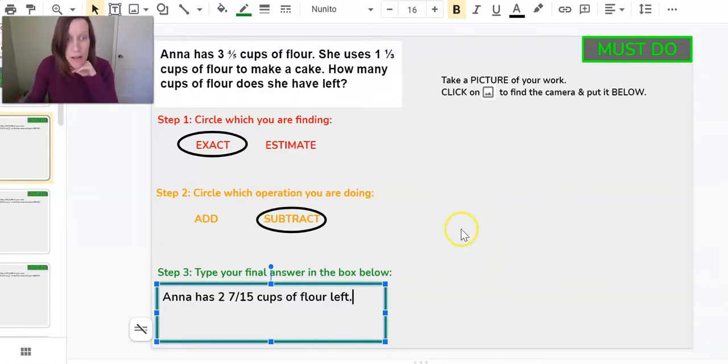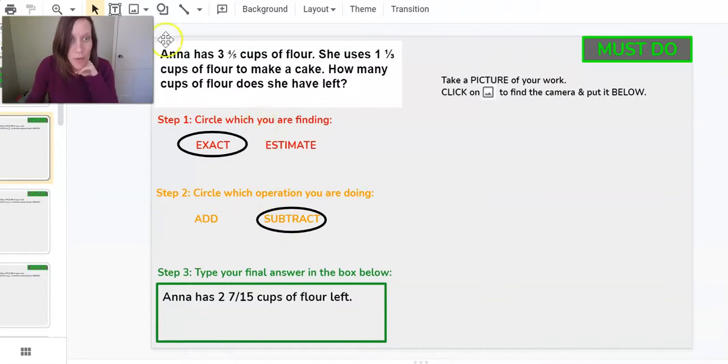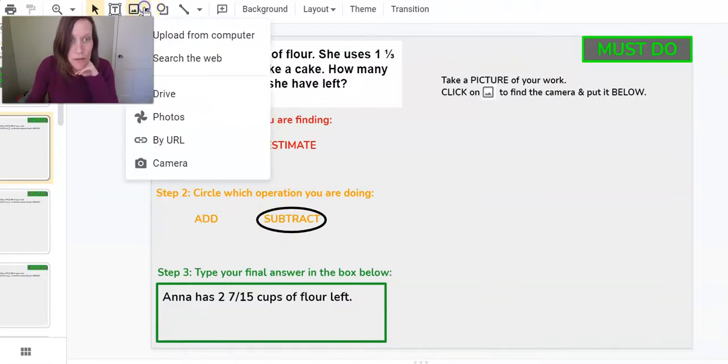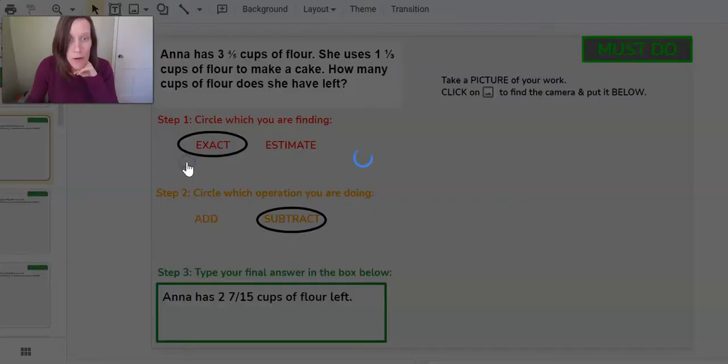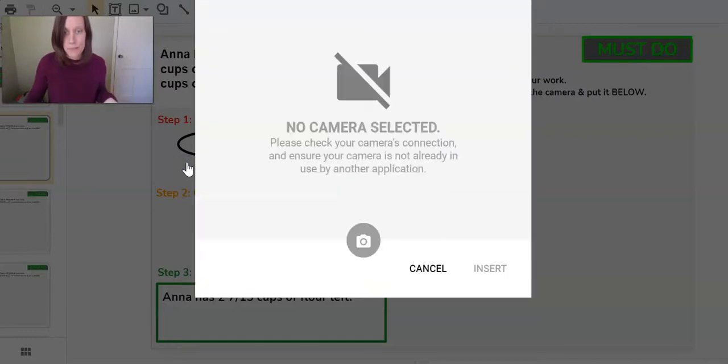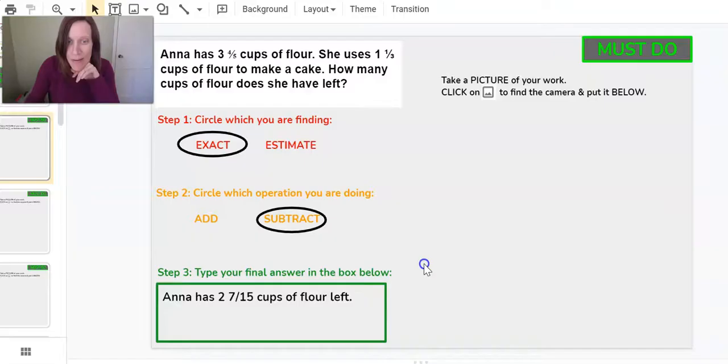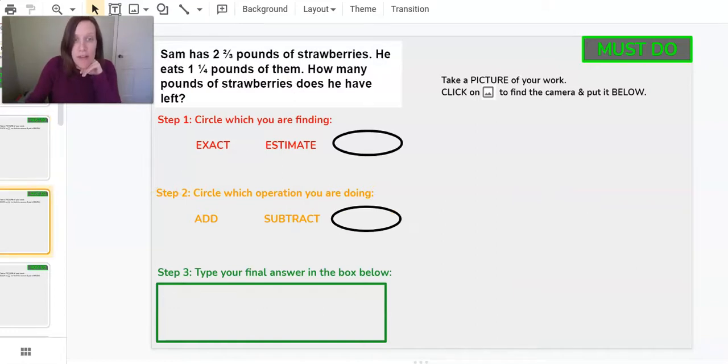Then I need to make sure that I am taking a picture. So I come up here to the insert image camera. And mine, because I'm using the camera right here, it's not working. Because I'm using the camera to record this video, I can't take a picture, but you all know how to do that. You press this, and then it pops up, and you click the camera, take your picture, and put it right here. Okay?